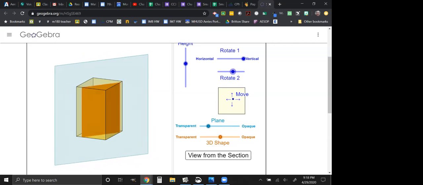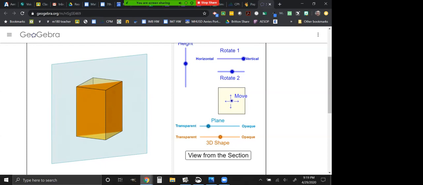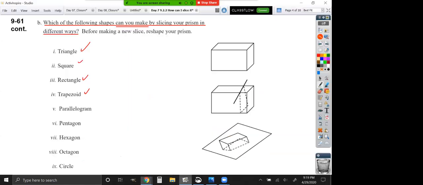I don't know how to get that to go. Oh yeah, I do, right here. Okay, so now we got a nice rectangle there. And then we were able to see also that that rectangle is a parallelogram. So I'm going to go ahead and we'll count that one as a parallelogram.